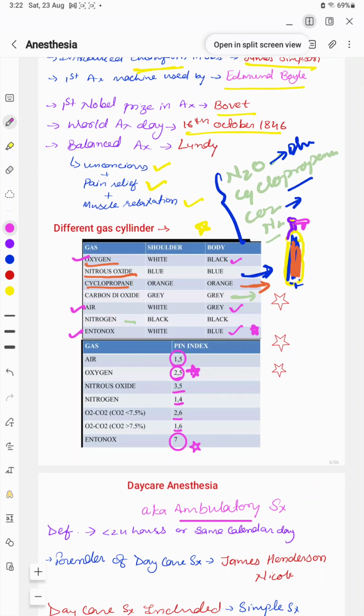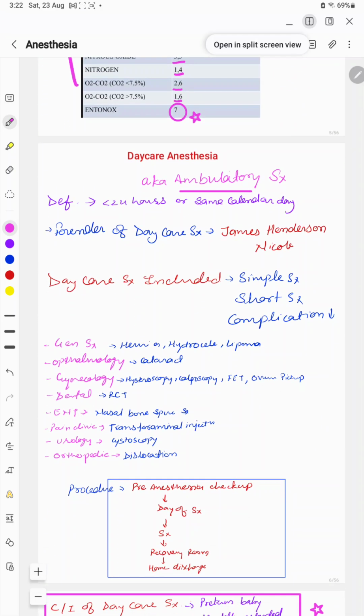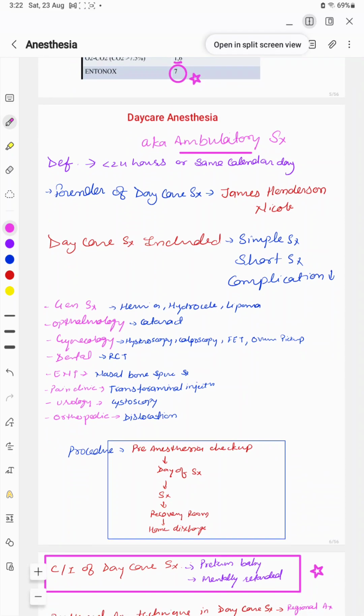Here, what you need to remember, this whole table is very important. You need to remember. Okay. Now, daycare surgery. Founder of daycare surgery: James Henderson Nicole. And this you want to remember. If you want to remember, you can, or just read it for knowledge.